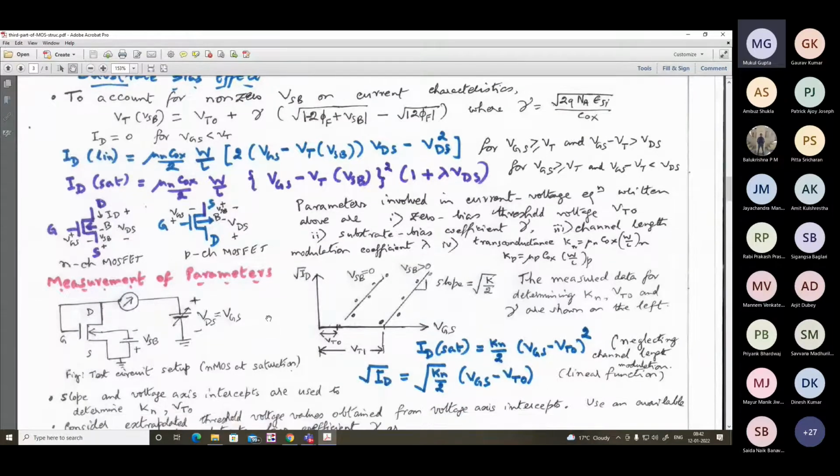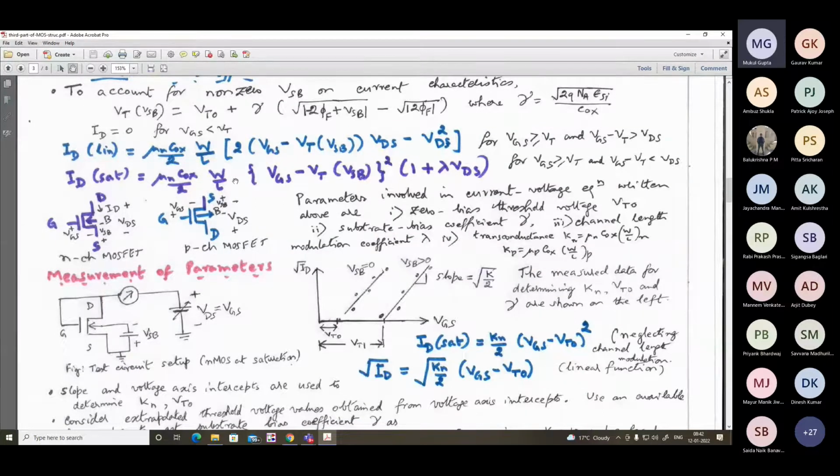Now we show you the N-channel MOSFET typical circuit symbol. If you see the inward arrow, it means that we are talking about the N-channel transistor. And if you see an outward arrow, then it means the p-channel transistor. This is a normal symbol. Parameters involved in the current voltage characteristics, please note down, dear friends, what the important parameters are. You have got to calculate the zero bias threshold voltage VT0, then substrate bias coefficient gamma, channel length modulation coefficient lambda, and transconductance parameter. That means mu n into Cox into W by L.